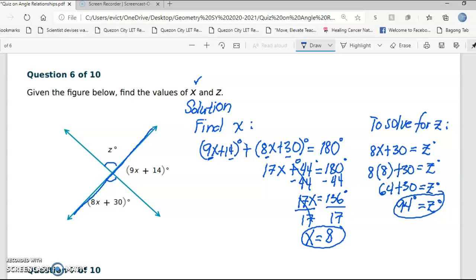It's easy, right? Once you know by heart the angle relationships, then it will be easy for you to solve the unknown values, or the unknown variables, I mean. So it's like solving a puzzle, class.